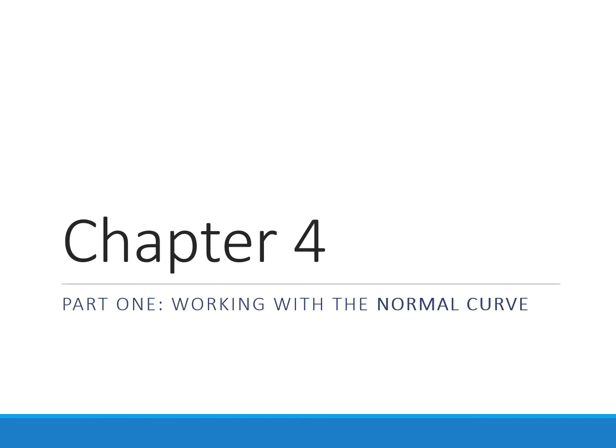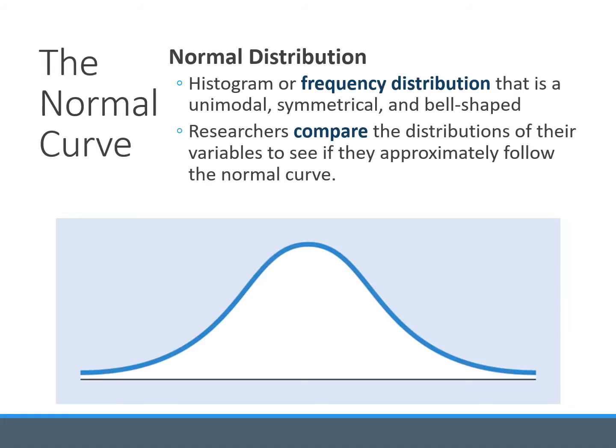Chapter 4, Part 1, Working with the Normal Curve. The normal curve, or the normal distribution, is a histogram or frequency distribution that is unimodal, symmetrical, and bell-shaped. Sometimes we call the normal curve the bell curve.